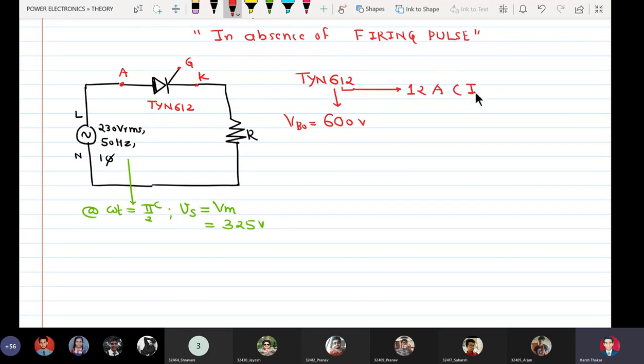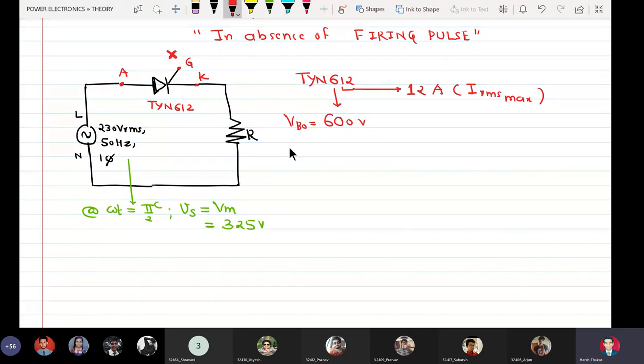So this is called the IRMS max rating of the SCR. So this particular SCR, whose part number is TYN612, has a breakover voltage of 600 volts, and the maximum RMS current which it can carry is 12 amperes. Now this breakover voltage of 600 volts indicates that if I do not apply a firing pulse at the gate terminal, then the voltage appearing between anode and cathode must be at least 600 volts in order for the SCR to start conducting.